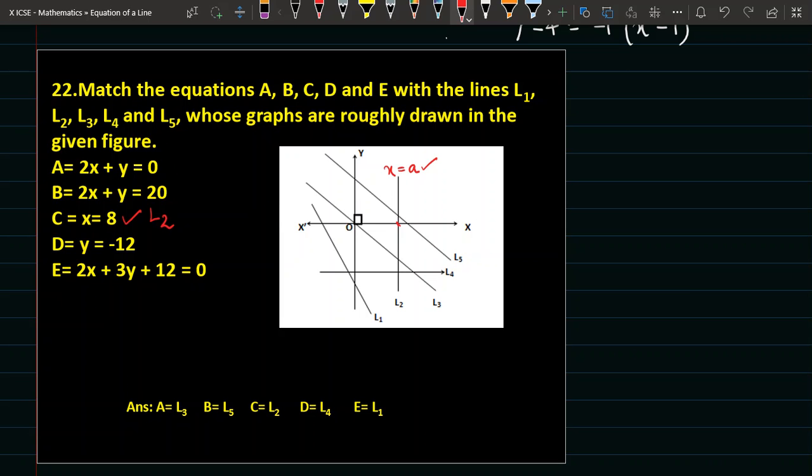The second line which I am talking about is L4. What is L4? It is perpendicular to the y-axis or parallel to the x-axis. If a line is perpendicular to the y-axis or parallel to the x-axis, its equation is always of the form y is equal to minus a. Why minus? Because it is below the origin. So the equation here is y is equal to minus d. So what will d be? L4. So two are done.